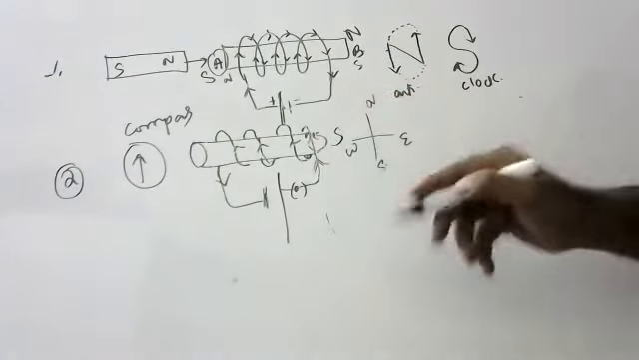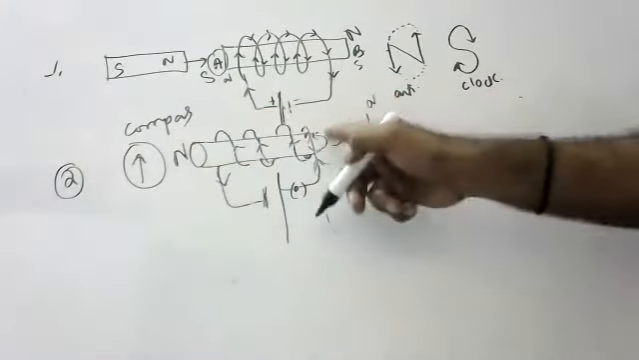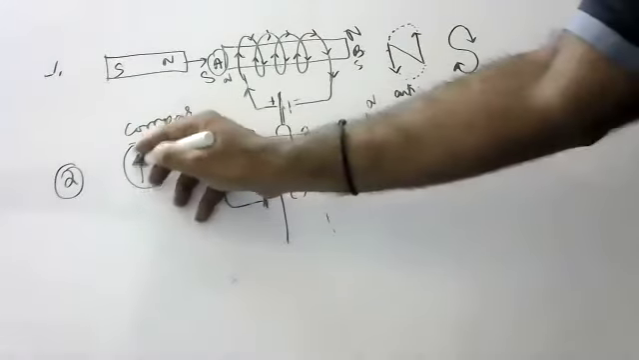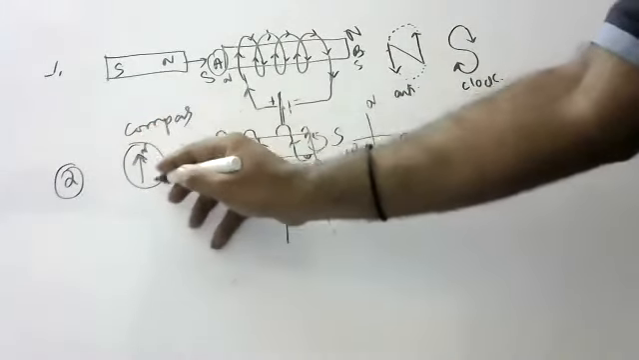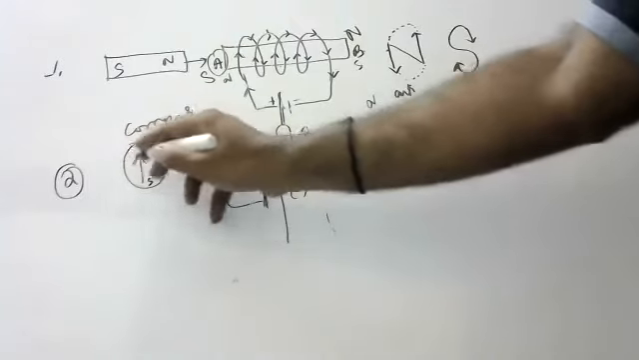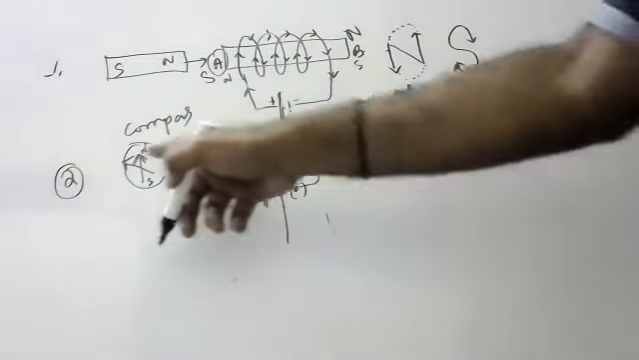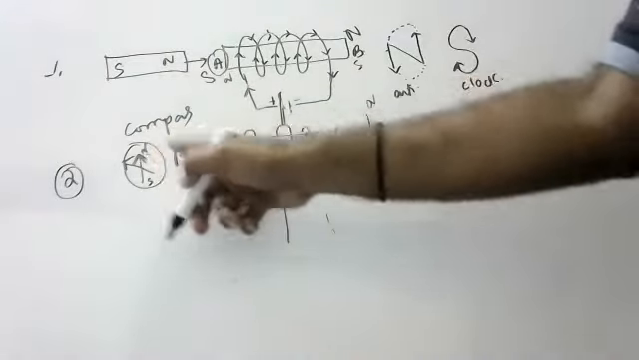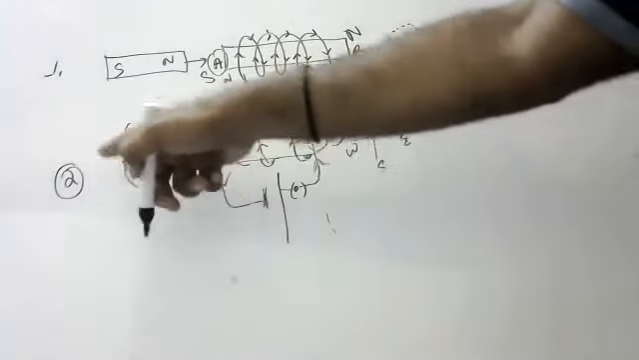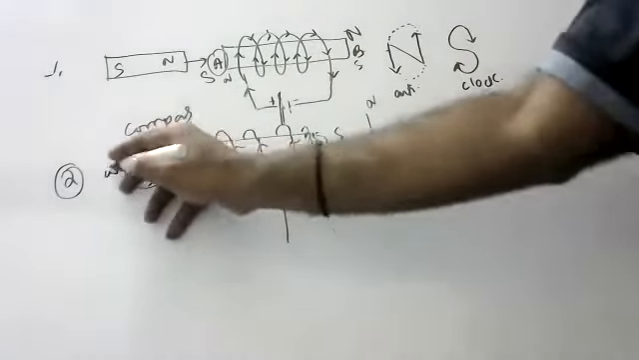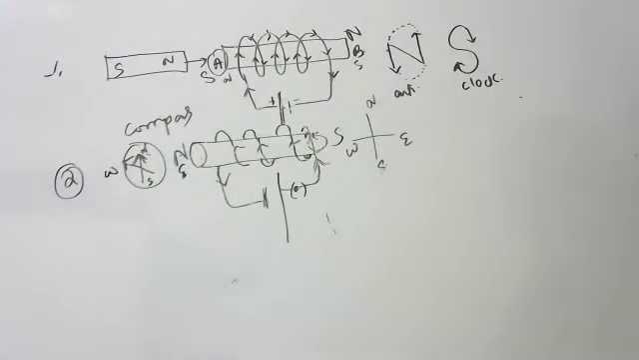So this is south, and if it is south here, automatically that will be north. This is the north pole of the solenoid, and the compass needle's north pole will try to go away. It will deflect towards west, because north and north repel. This is west, this is east. Like that you should say.